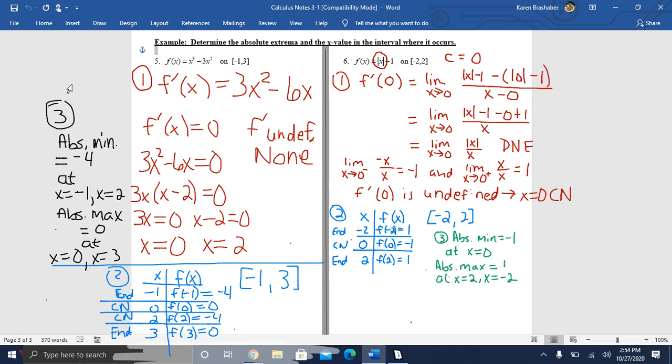And so you have your 2 examples that are determining absolute extrema on a closed interval, and then also where that occurs. So one more time, the absolute maximums and minimums are your y values, and then you state the x values where those occur.